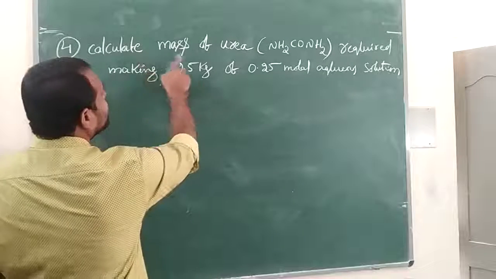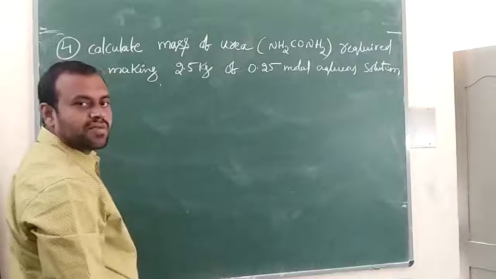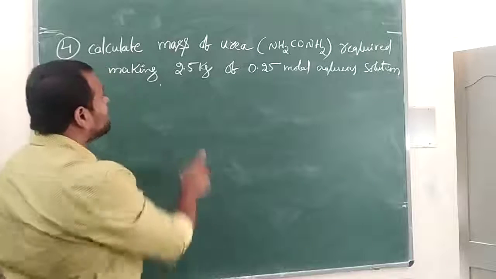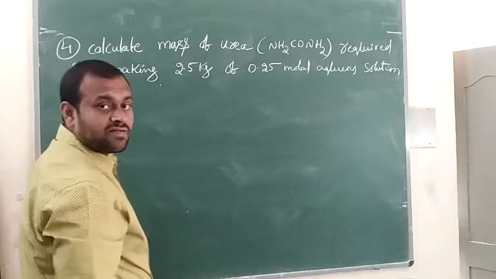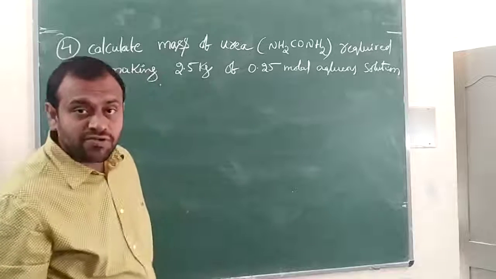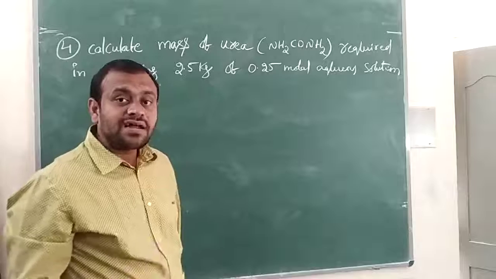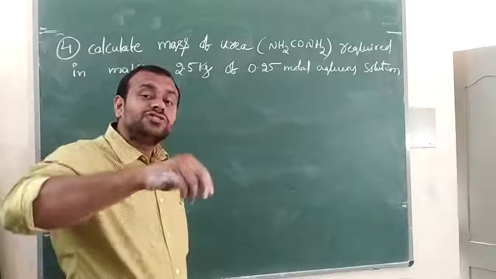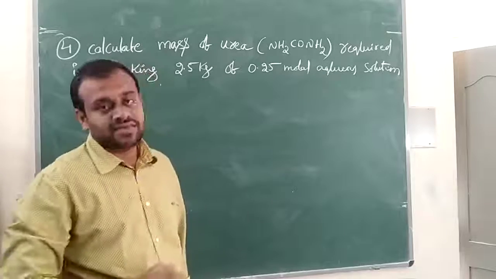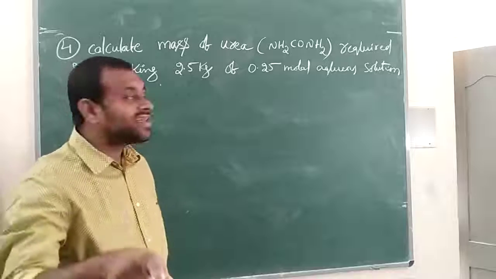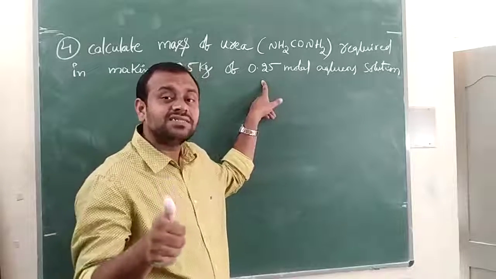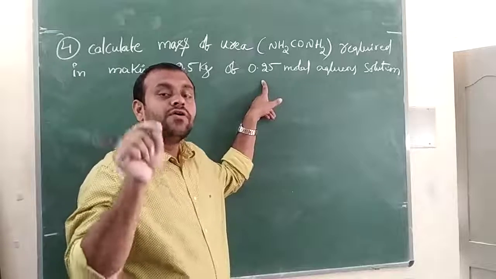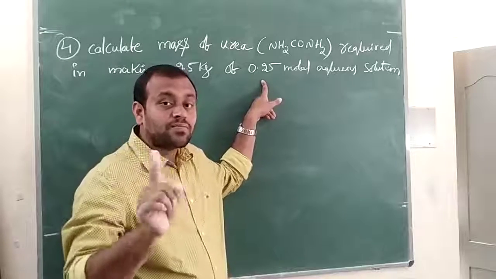See here, calculate the mass of urea. We have to find the mass of urea required to make 2.5 kg of solution. We want to prepare 2.5 kg of urea solution. For that, how much mass of urea should be added? That is what they are asking. What have they given? They have given the solution concentration: 0.25 molal, not molar.